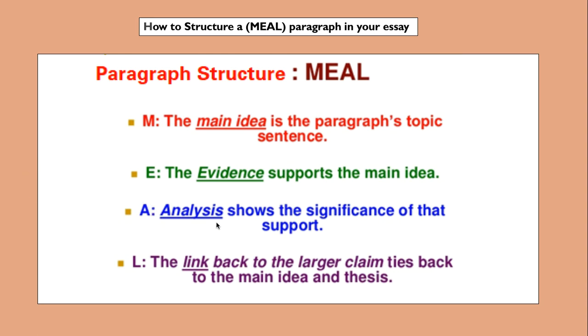The A is the analysis. This part is key. This will help the reader to see the significance of this supporting evidence. You as an author must include an analysis to indicate that you understand the evidence you've included and how it supports the main idea. And then the L, finally, this links back to the larger claim, either of the paragraph itself or the whole essay, the main idea overall. MEAL.